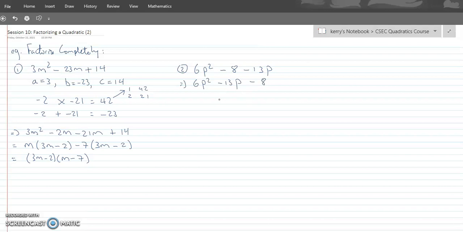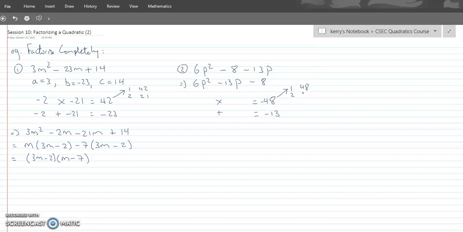Now we are looking for two numbers. When multiplied, gives us 6 by 8 is 48. But 6 by negative 8 is negative 48, sorry. And when added, giving us negative 13. So you go through, you ignore the signs. Don't worry about this negative sign. You're looking for two numbers when multiplied giving us 48, right? So 1 and 48 can't add or subtract to give you 13.